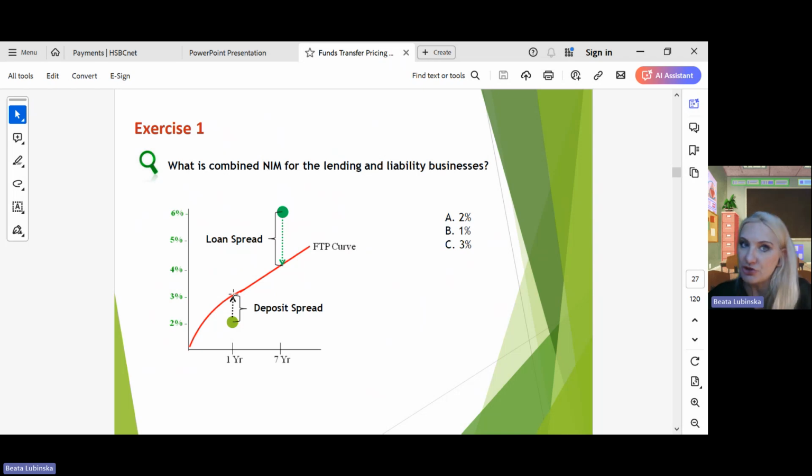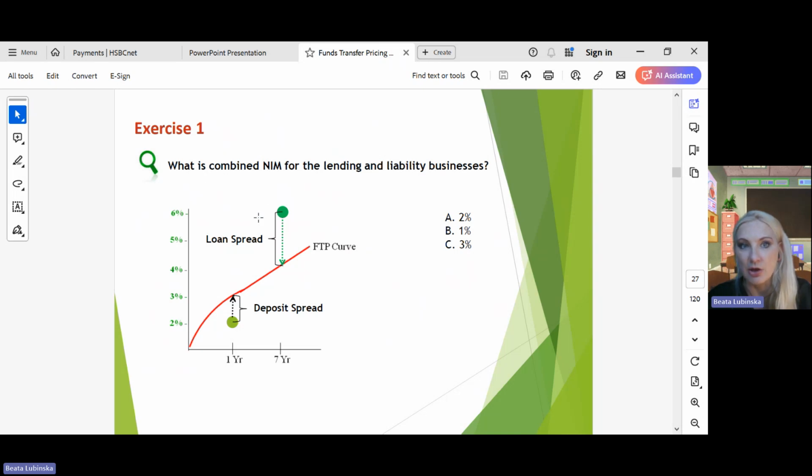So now the question which has been asked is, what is the combined NIM, both for the asset side and for the liability side? The answers are A, B, or C. Answer A is 2%, answer B is 1%, answer C is 3%. So now let me know in the comments what is, in your view, the correct answer. Is it A, B, or C?